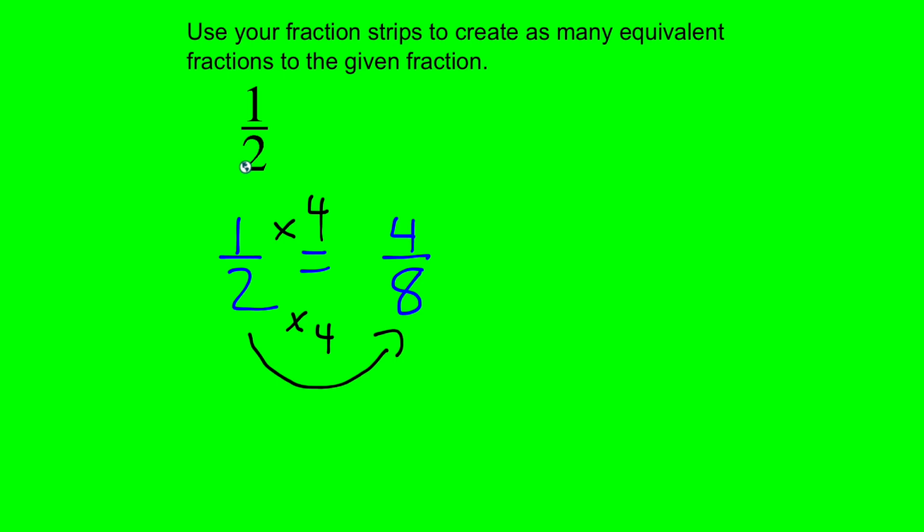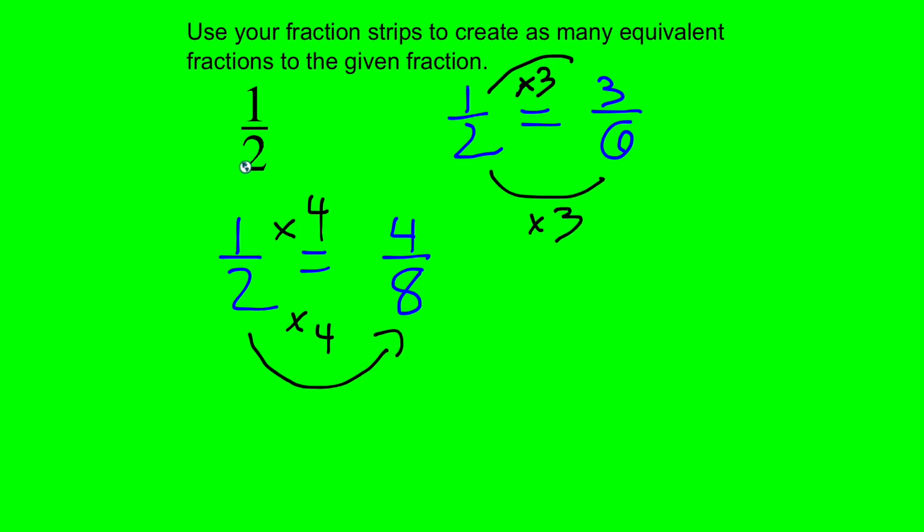So if I used 1/2 equal to 3 out of 6, I could get that equivalent fraction by multiplying. 1 times 3 gives the 3, and 2 times 3 gives the 6. And that works for so many of them. So I had them do a bunch of these.